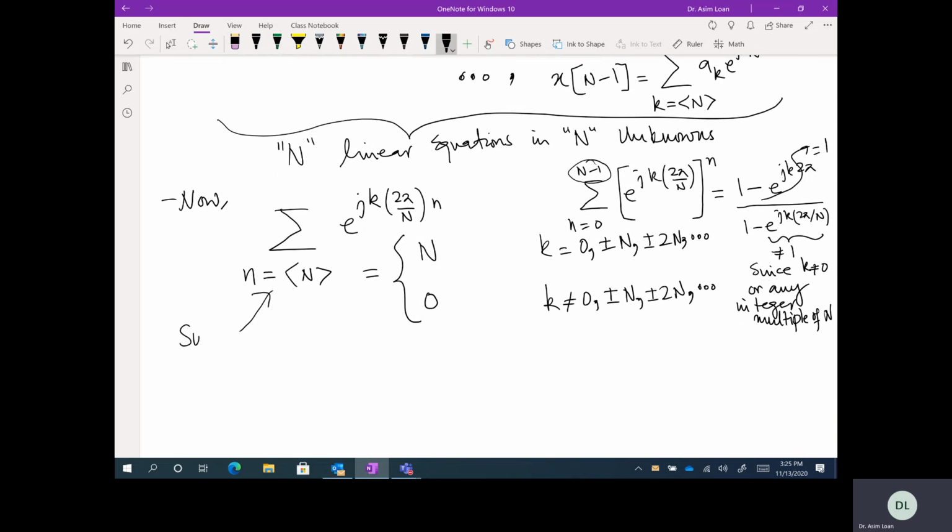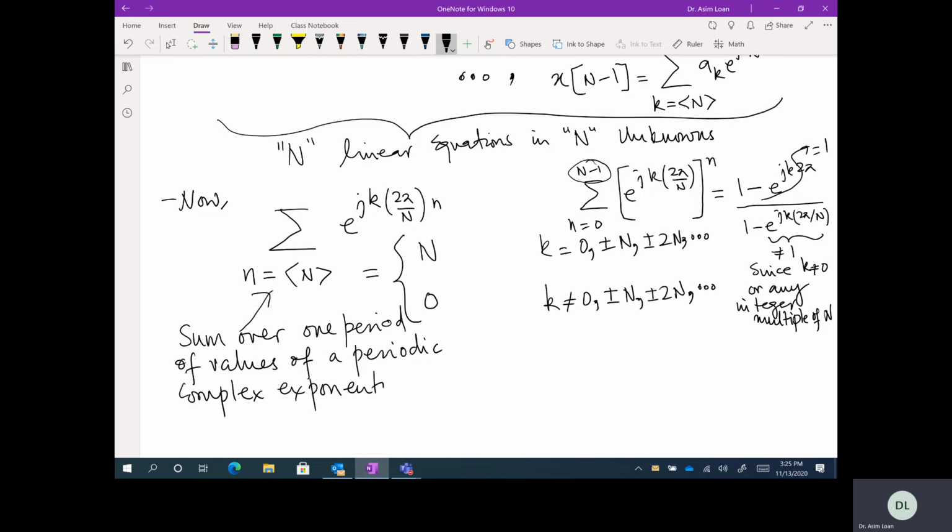So this is the sum over one period. The sum over one period of values of a periodic complex exponential is 0, given this thing, unless that complex exponential is a constant.